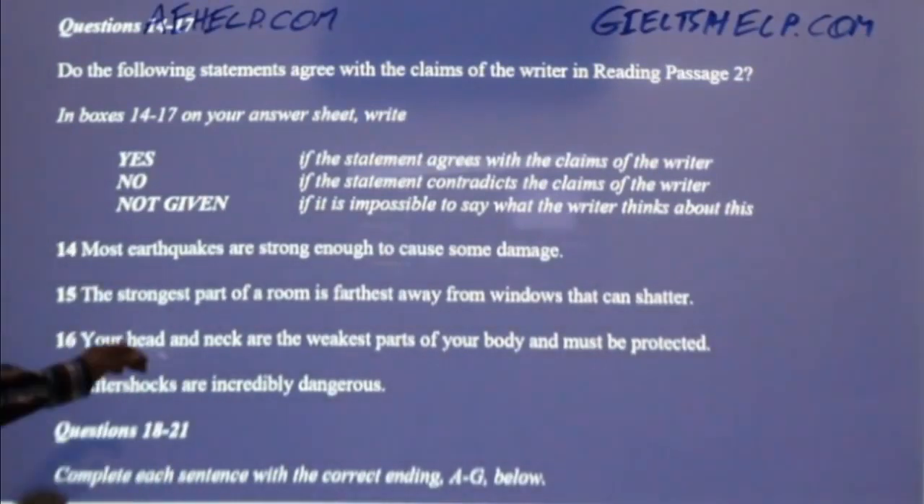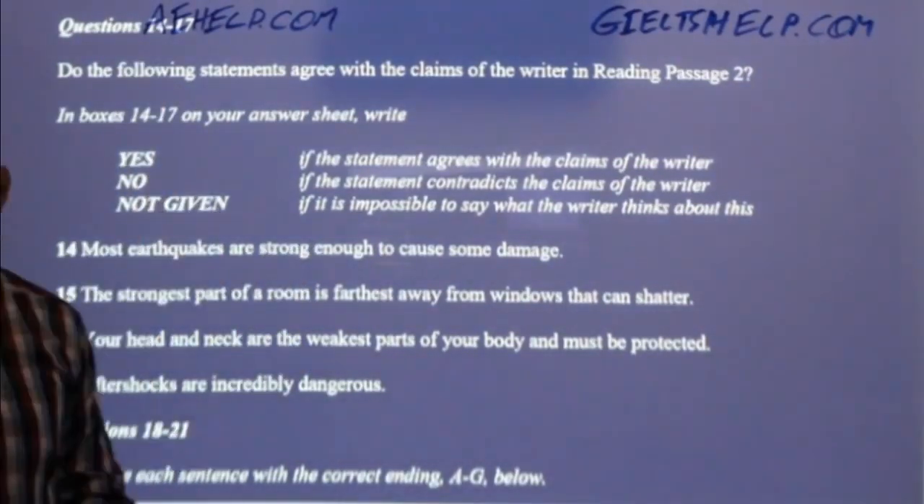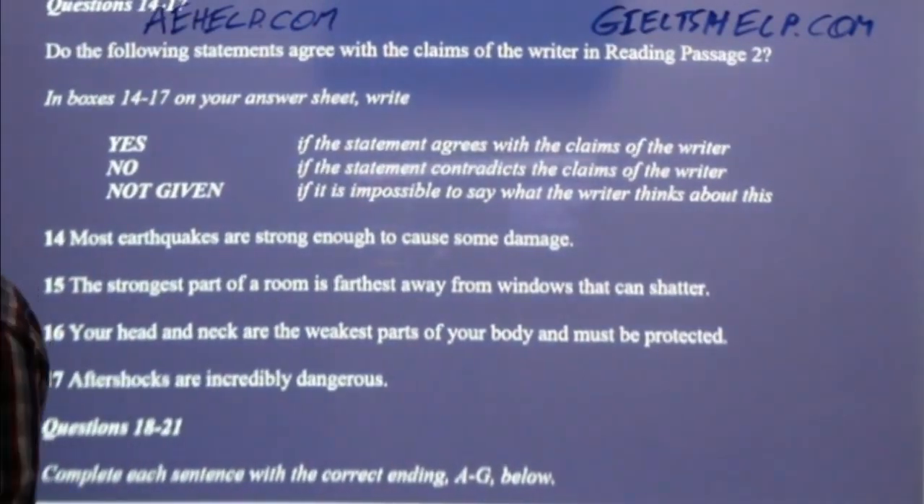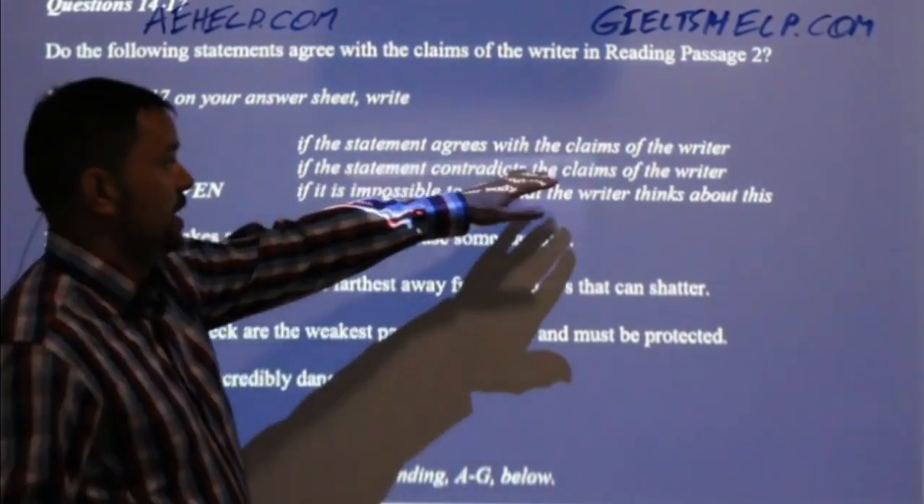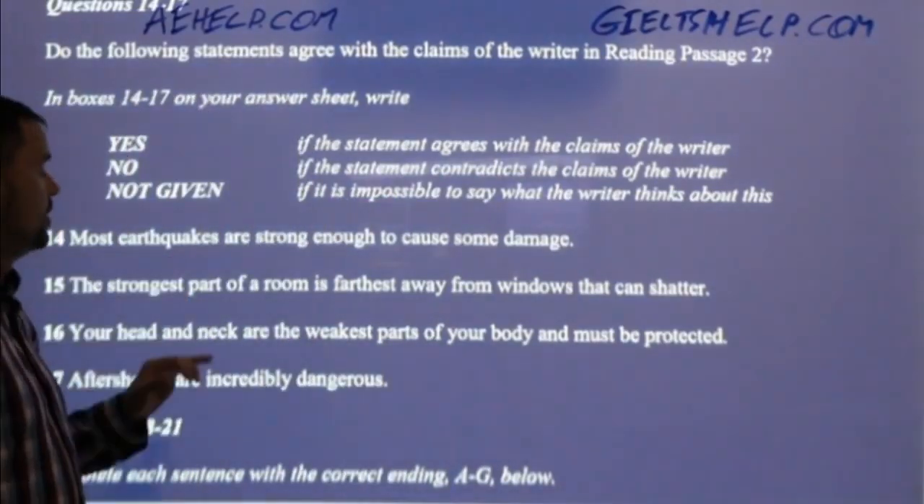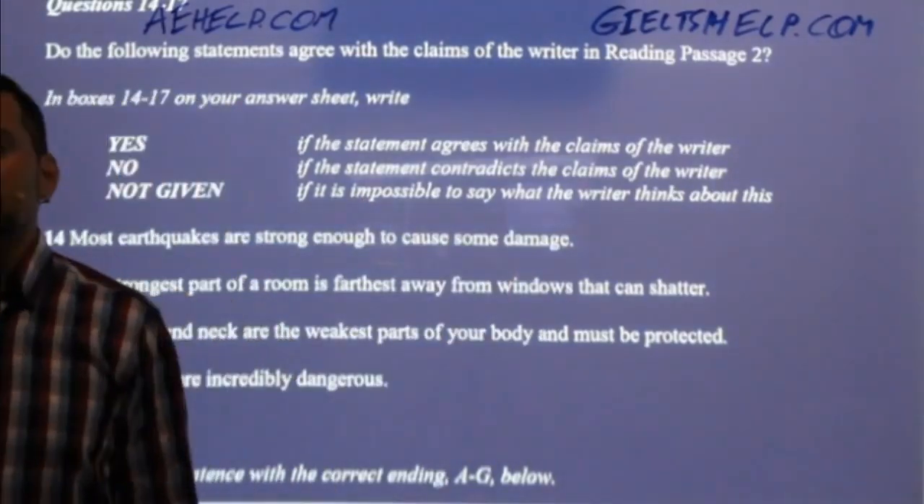Here we have questions 14 to 17. It is a yes, no, not given question. Many students find these challenging, but there are some really good strategies to help you with this. Yes, if the statement agrees with the claims of the writer. No, if the statement contradicts the writer. And not given if it's impossible to say what the writer is thinking about this.